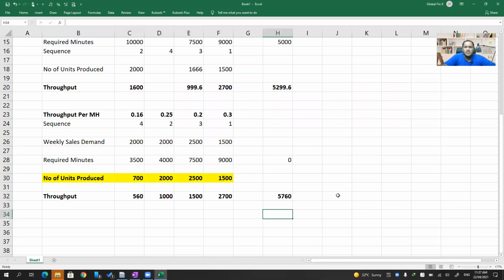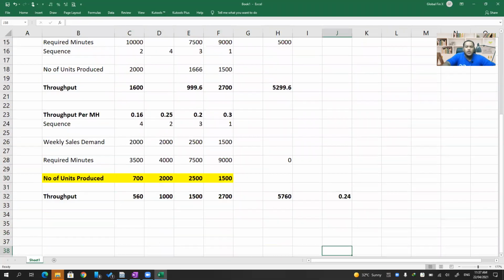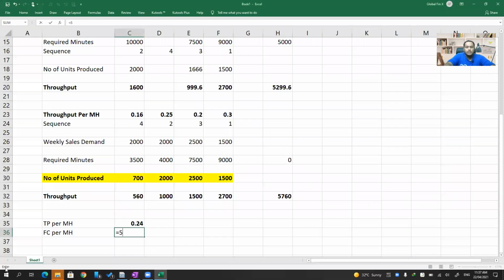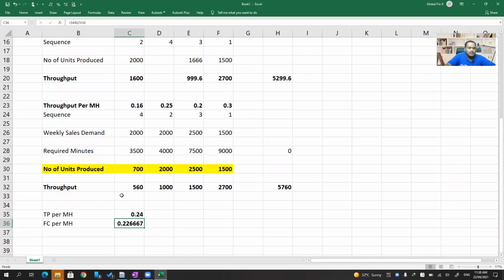So throughput accounting ratio, I can easily calculate 5,760 divided by 2,400. That is my throughput per factory hour, 0.24. And then cost per factory hour, I'll calculate. This is throughput per machine hour, and then factory cost per machine hour I need to calculate. They gave you already 5,440. 5,440 divided by machine hours 2,400. That would be 0.2266.